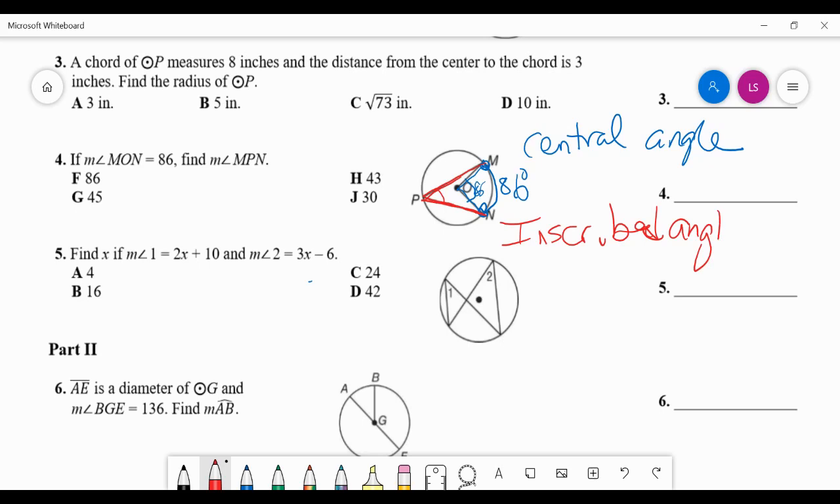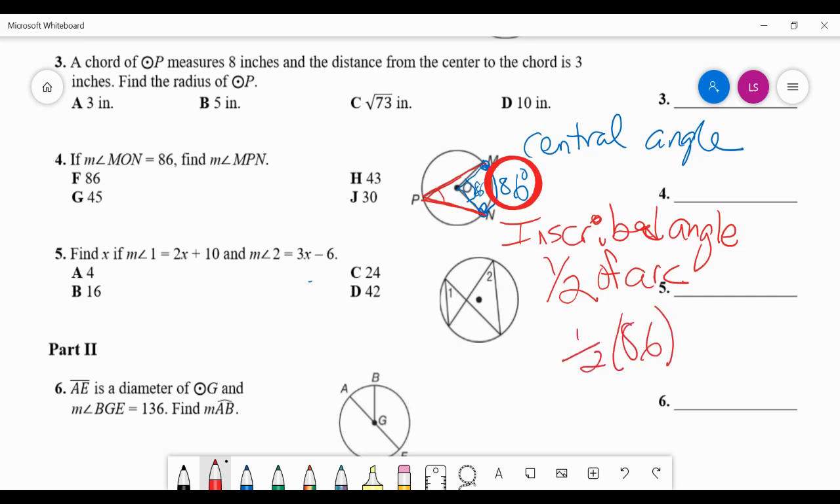I just got this software, so I'm just playing around with it. So it kind of looks like handwriting. So it's an inscribed angle. And remember, inscribed angles are always half of the arc that they intercept. Okay. So if the arc is 86, then half of 86 is 43. So that is the answer. 43.